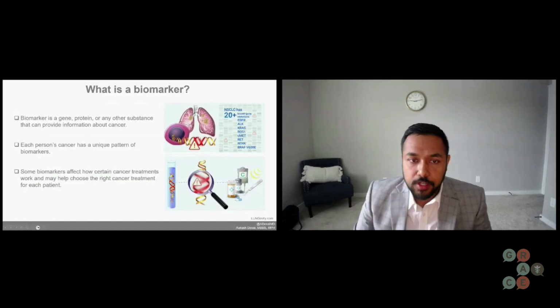From a non-small cell lung cancer standpoint, there are a variety of biomarkers. Each person's cancer has a unique pattern of biomarkers, and knowing this is important specifically for non-small cell lung cancer because it may affect how certain cancer treatments work and may help choose the right cancer treatment for each patient.